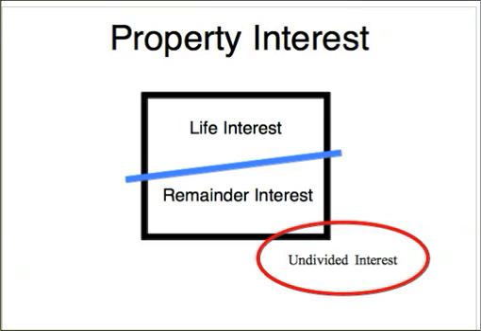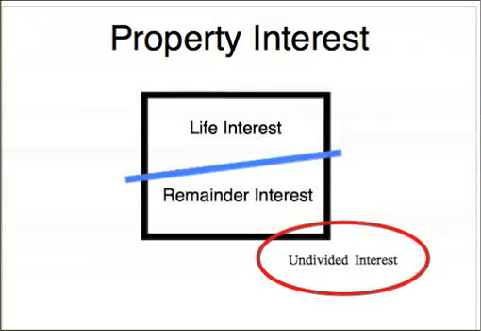Other forms of property interest are single ownership or ownership in severalty, which is, for example, property owned by a single person or a corporation. And finally, you can own property jointly, so it would be joint ownership.